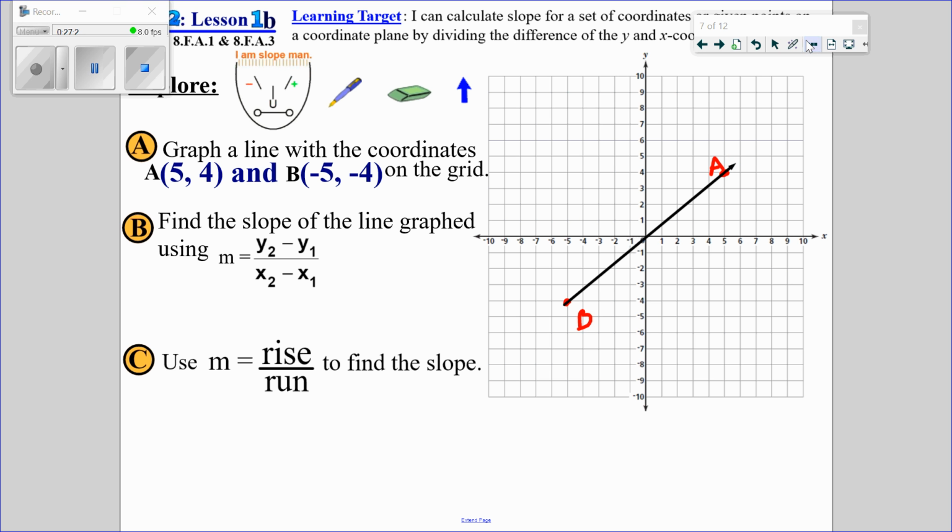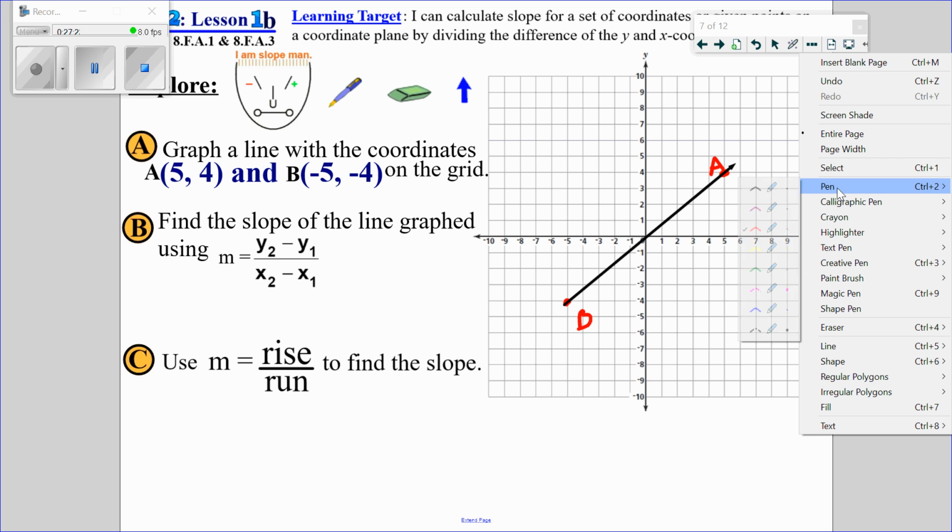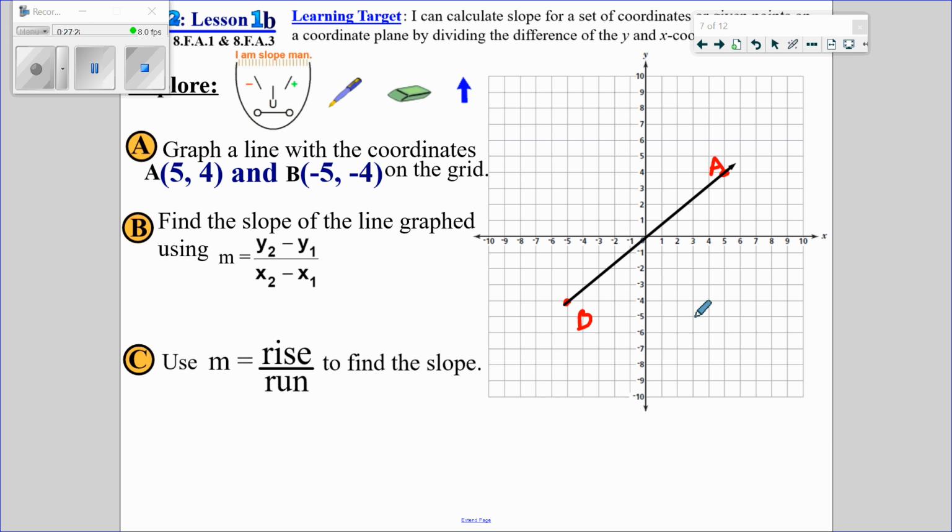Okay, so now we'll go back to our pen. Now, when you graph a line, you have to make sure there are arrows on both ends. You extend it a little, and then you put an arrow. And there's an arrow here. Okay, so find the slope of the line graphed using y2 minus y1 over x2 minus x1, which is the slope formula when you have 2 points.